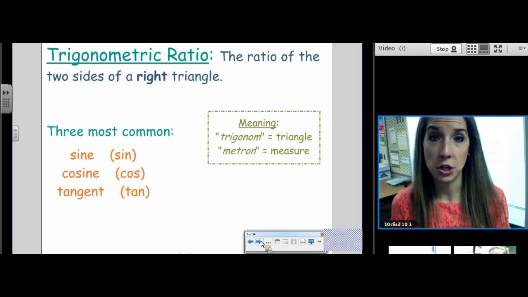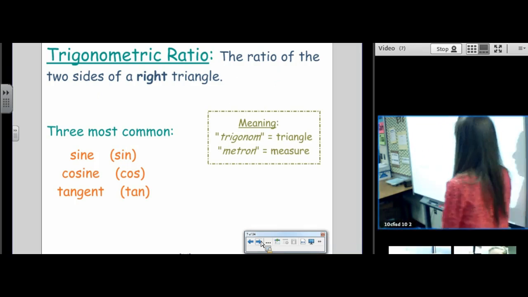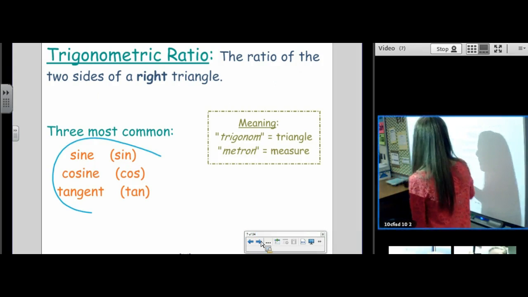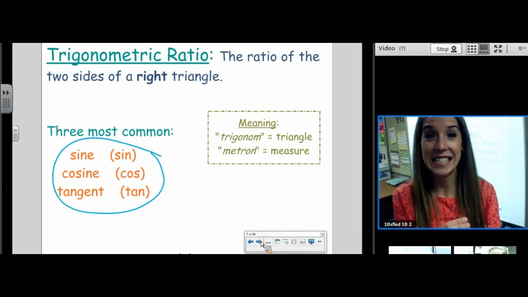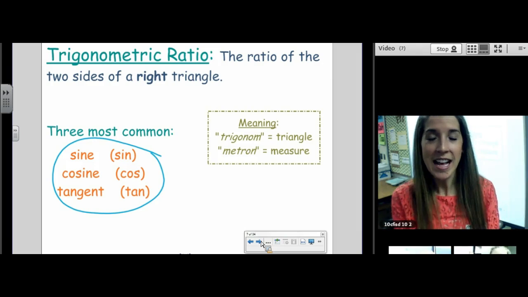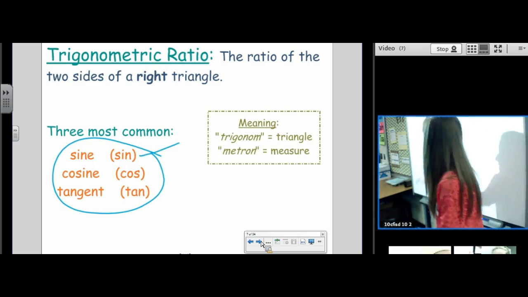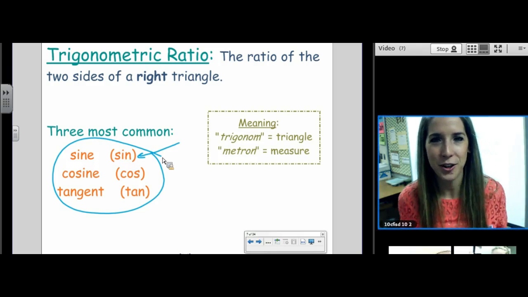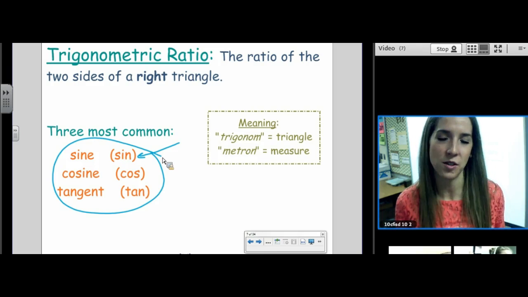There are more trig ratios out there, but the 3 most common trig ratios, which we're going to study, are sine, cosine, and tangent. So let's talk about how to say each one of those. The first one is sine. Everyone say sine. Sine. It's not sin. That's one of my biggest pet peeves. So we're not going to call this sin. We're not committing a transgression. It's not a sin. It is sine. Even if you don't write the E, you still call it sine.